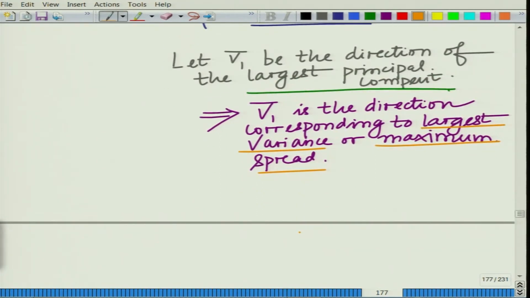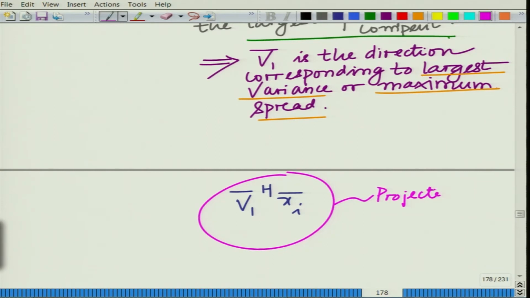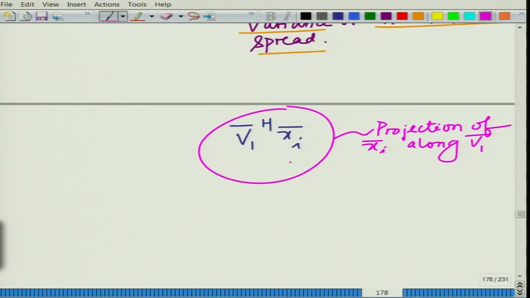So, how do we obtain this? First, let us find the projection. So, you have V1 bar Hermitian x1 bar, or xi bar. What does this give me, what am I achieving by doing this? This gives me the projection of xi bar along V1 bar. Now we compute the variance of this quantity, right?